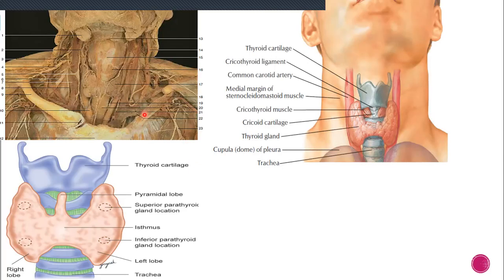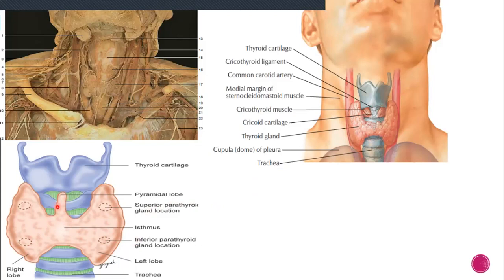So here we are. This is the thyroid gland here. You can see this is the right lobe, left lobe, and this is the isthmus here. The same here: right lobe, left lobe, and isthmus. The same here: right, left, isthmus.